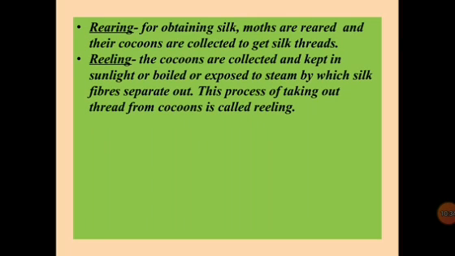Reeling. A pile of cocoons is used for obtaining silk fibers. The cocoons are kept under the sun or boiled or exposed to steam. The silk fibers separate out. This process of taking out threads from the cocoon for use as silk is called reeling of the silk. Reeling is done in special machines which unwind the threads or fibers of silk from the cocoon.